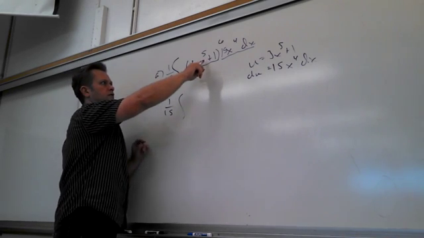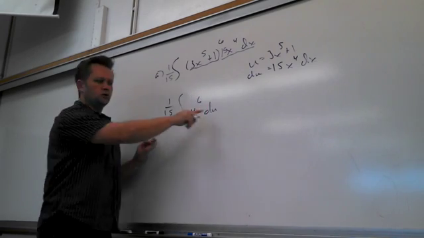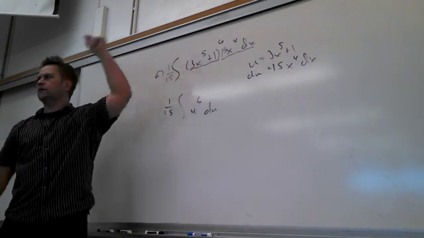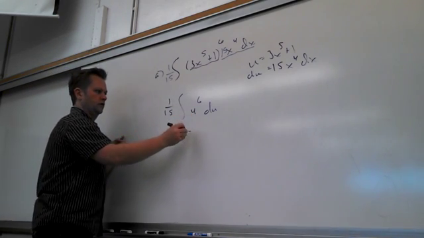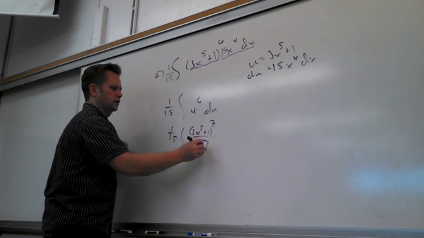So then this becomes u to the 6th du. Look, it's almost too nice to believe that that became this. But that is the same form as that. It's exactly the same form. So now it becomes 1/15 of u to the 7th, so it's 3x plus 1 to the 7th over 7.